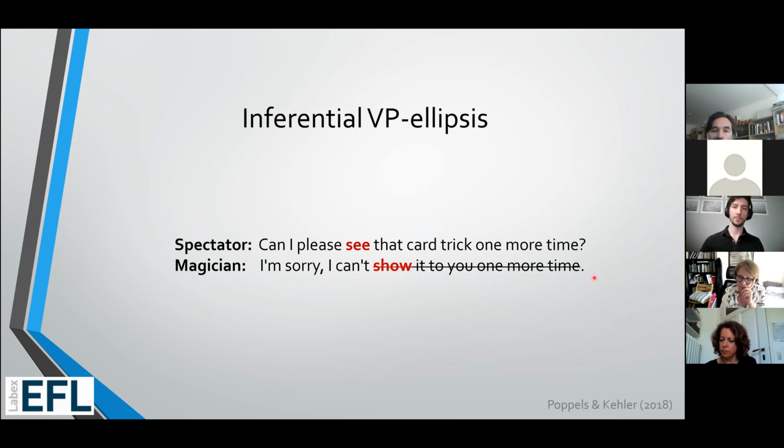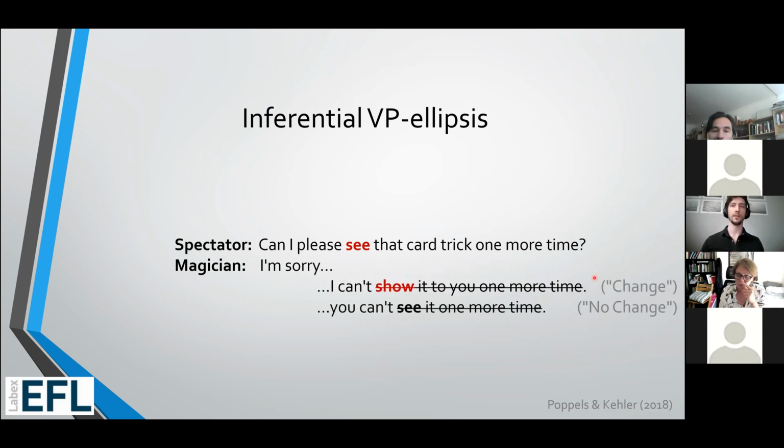And in order to do so, you need to recover this inferred meaning. And in the experiment I'm about to describe, we compare those types of dialogues with a variant where there's actually no change in verb. Okay, we call this the no change item and the change item. So that would be, "I'm sorry, you can't see it one more time," which, of course, is pretty much the same as what you have up here. So in terms of the theories of ellipsis, you can think about this as the one that preserves identity, and this is the one that requires an inference.